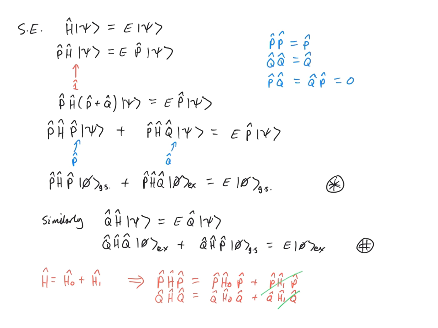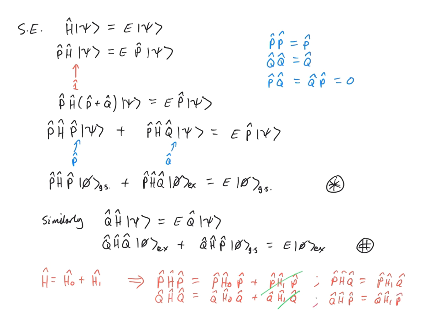What else can we learn? Well, very similarly, we can see that if I have P, H, Q, this is actually equal in the end to P, H1, Q, and Q, H, P is equal to Q, H1, P. It's exactly the same line of argumentation.